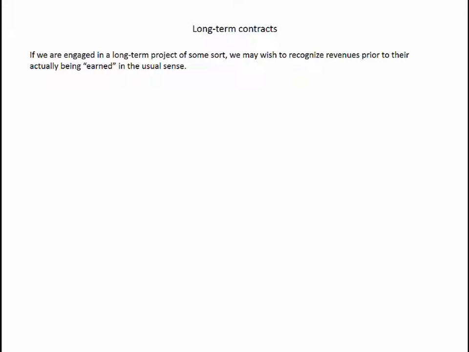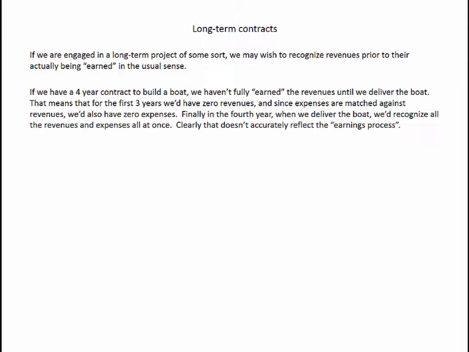Let's go ahead and talk about revenue recognition. In particular, let's talk about long-term contracts. Now, if we are engaged in a long-term project of some sort, we may wish to recognize revenues prior to their actually being earned in the usual sense.